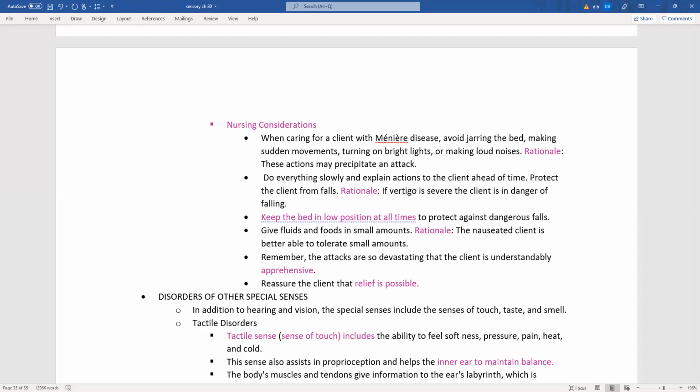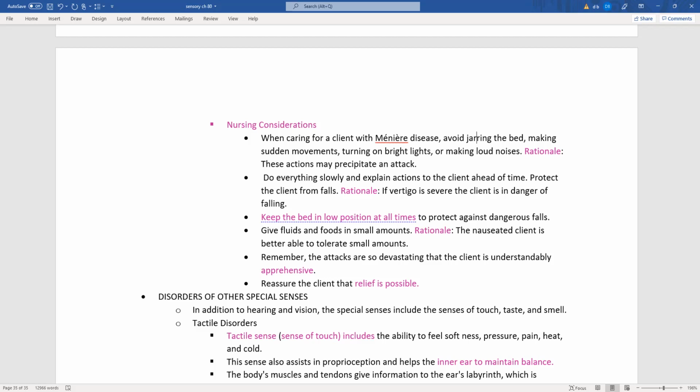Protect the client from falls. Rationale: if vertigo is severe, the client is in danger of falling. Keep the bed in the lowest position to protect against dangerous falls. You want to give fluids and foods in small amounts. The rationale is the nauseated client is better able to tolerate small amounts.